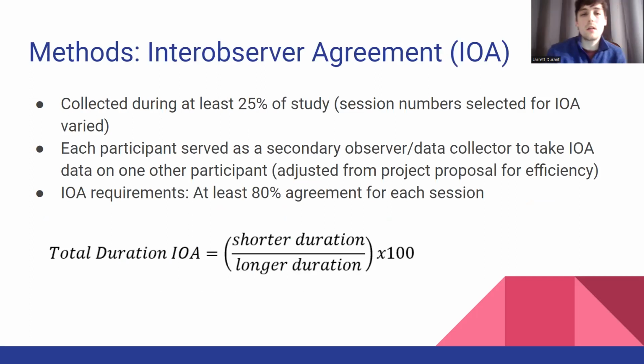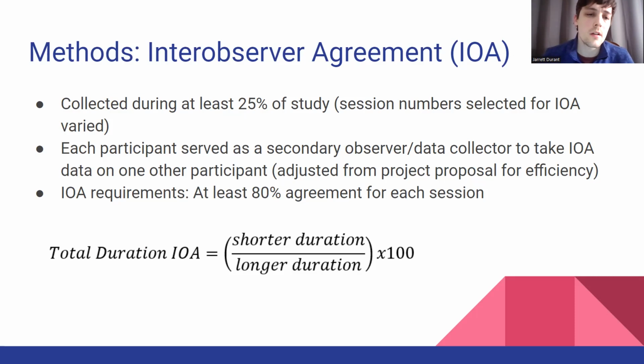So our IOA data, we set the goal to at least collect 25% of the total session study, which again was that increase from that 20% of theirs. The sessions that we selected were varied and randomized. We tried to at least get one each phase. A lot of us kind of went over that 25. Each participant went in a line basically and served as a secondary observer to another participant. That's what Karina was saying we adjusted.